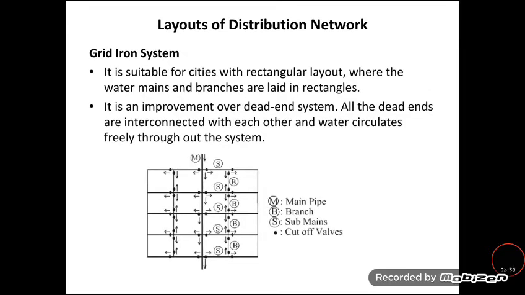Next one is the gridiron system. This system can be applied for cities having a rectangular layout. Here the water mains and branches are laid in rectangular shape, so it is circulated in each and every rectangle. This is the improved method of the dead end system. Here the dead end systems are interconnected with each other, and the water circulates throughout the system.